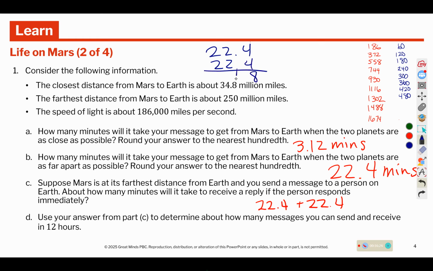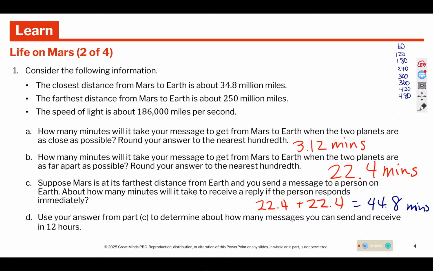Four plus 4 is 8. 2 plus 2 is 4. 2 plus 2 is 4. So it would take 44.8 minutes. Use your answer from part C to determine how many messages you can send and receive in 12 hours. Well, it takes 44.8 minutes to send and receive a message.